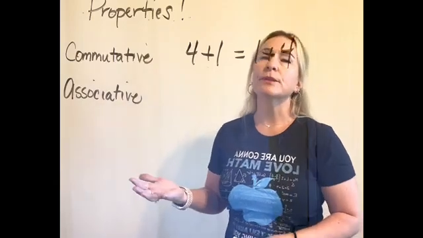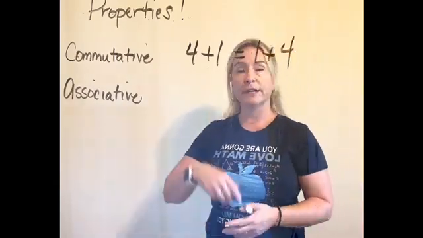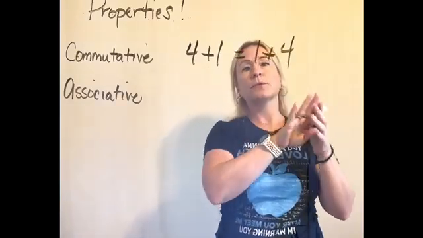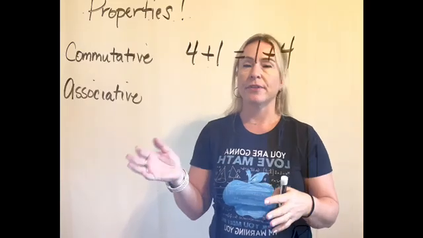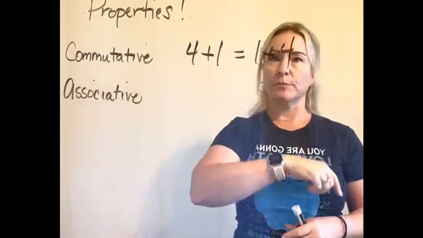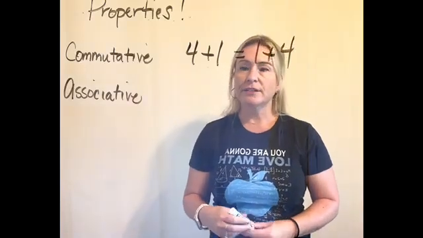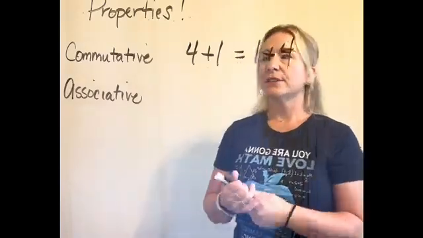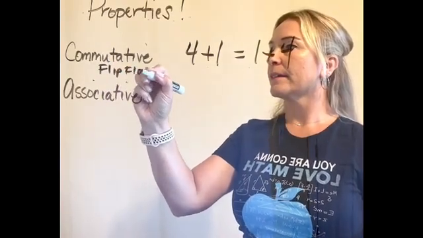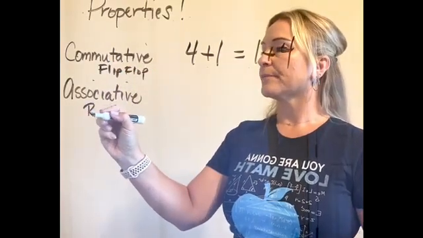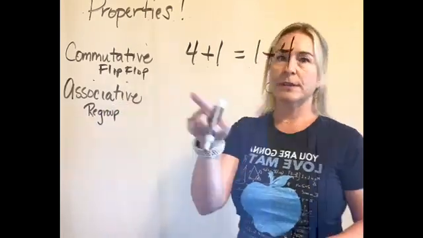So I think of commutative like commuting. When you commute to work or to school, you're starting at home, you go to school, from school you go back to home, and it's the same result from your car. It's the same thing. So 4 plus 1 is the same as 1 plus 4. You can flip-flop them. Associative is a little different. Associative has to do with regrouping. So whereas this one is a flip-flop property, this one is regrouping.